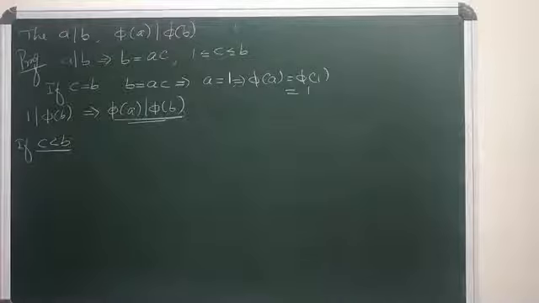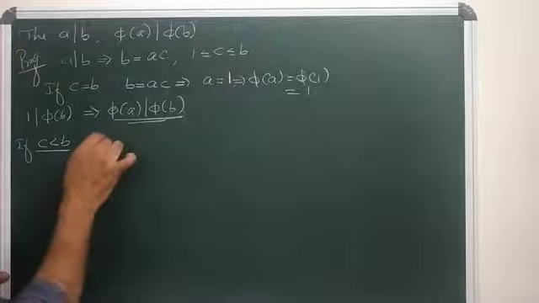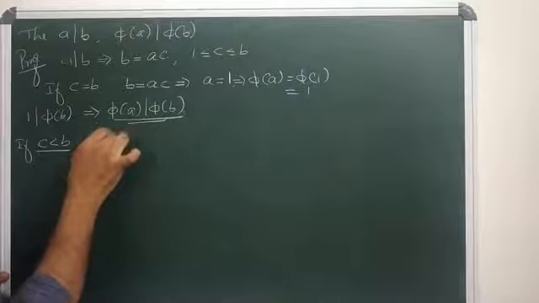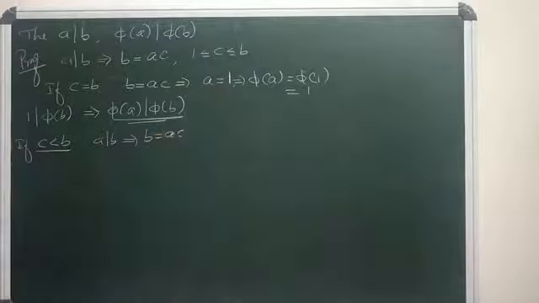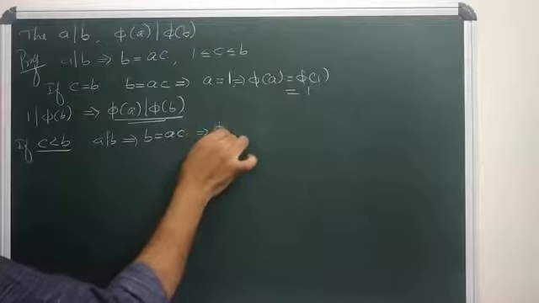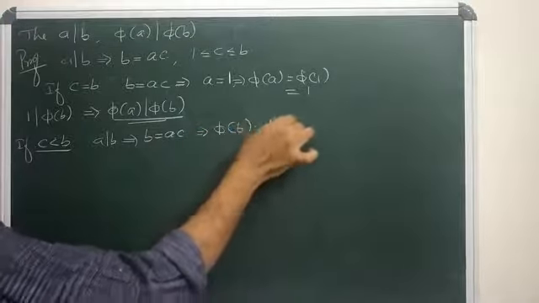If C less than B, what happens here? If C less than B, then A divides B gives B equals AC. Okay, B equals AC. Then, when B equals AC, what is phi of B? Phi of B equals phi of AC.